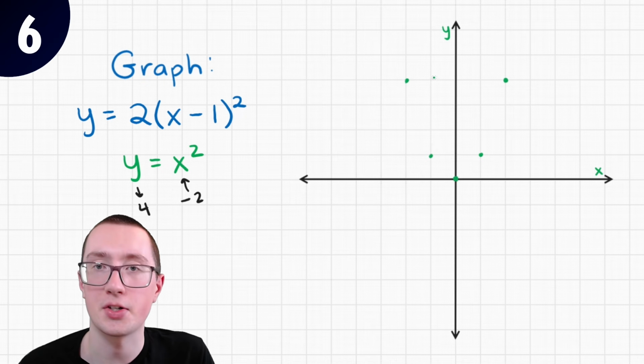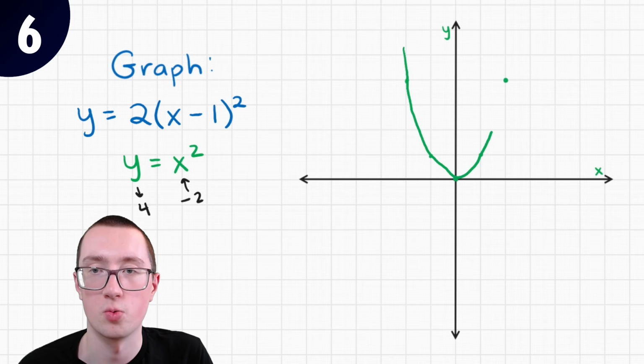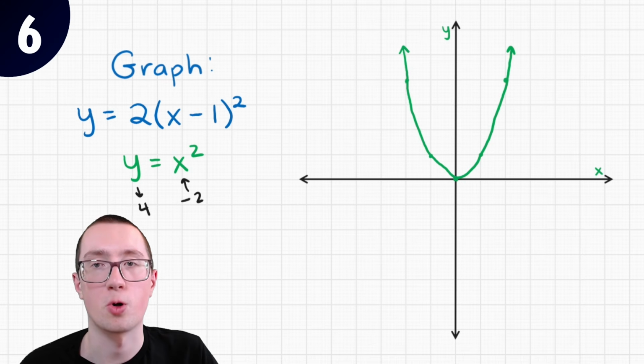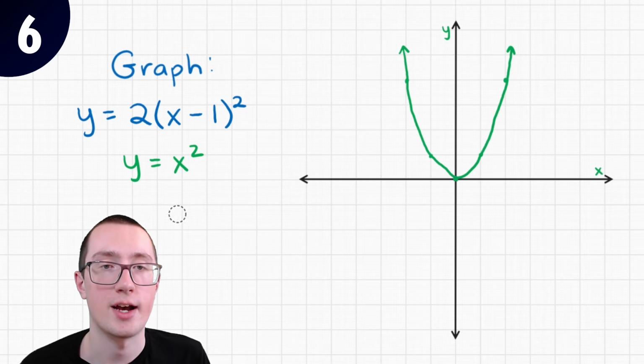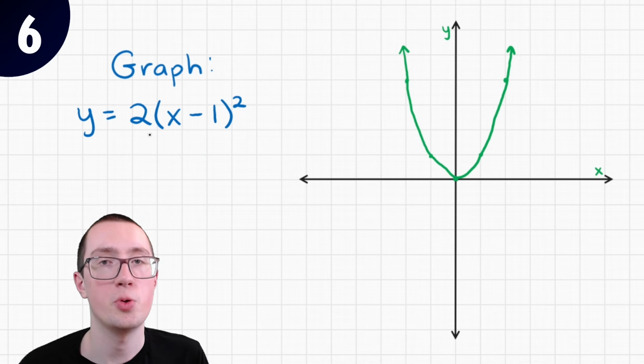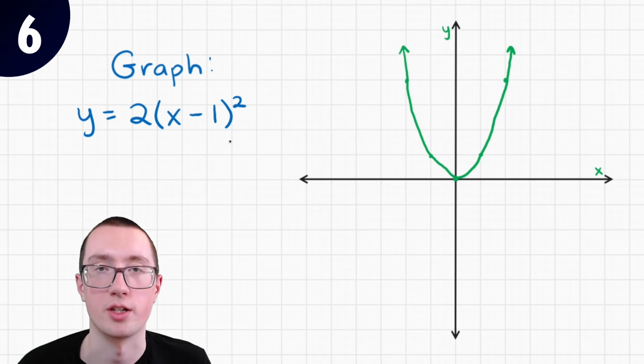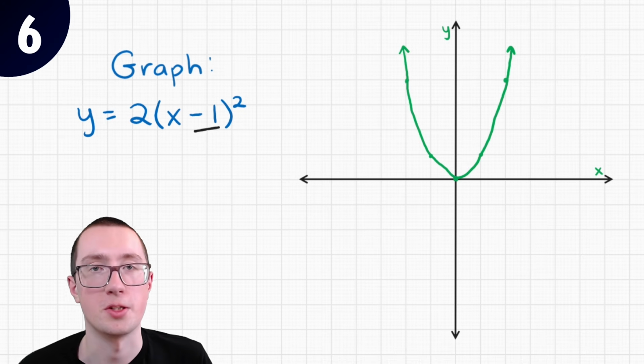So when I plot my parent graph, I get this U-shaped graph that I'm going to draw really terribly. And this is called a parabola. So now that we've graphed our parent graph, we just need to ask ourselves, what is the 2 doing to the graph and what is the minus 1 doing? The minus 1 is easier, so let's talk about this first.